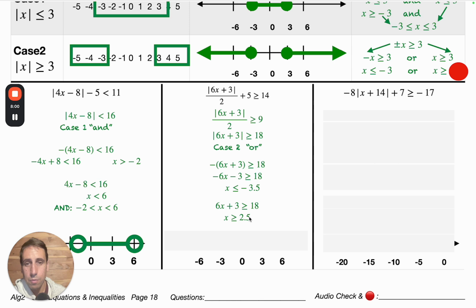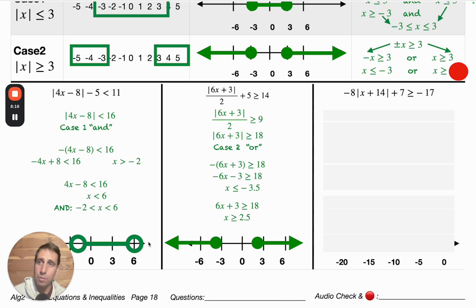So when you graph it all, it looks like this. They're both solid because of the or equal to line underneath both. And we're going in opposite directions. 2.5 is here and moving up, and negative 3.5 is here going down. Wow, there's a lot going on. Let's do this for one more, and then we'll call it a day and practice more in class tomorrow.